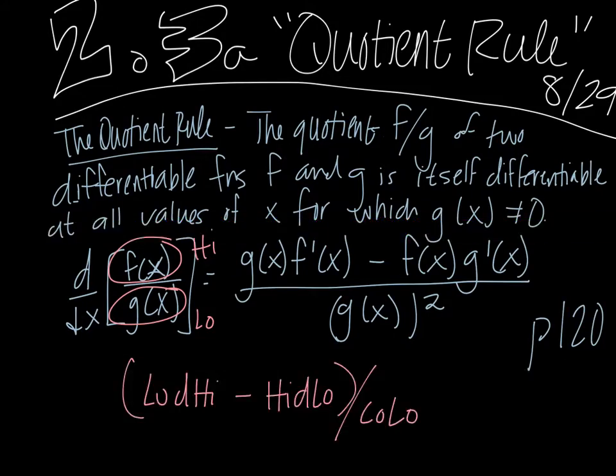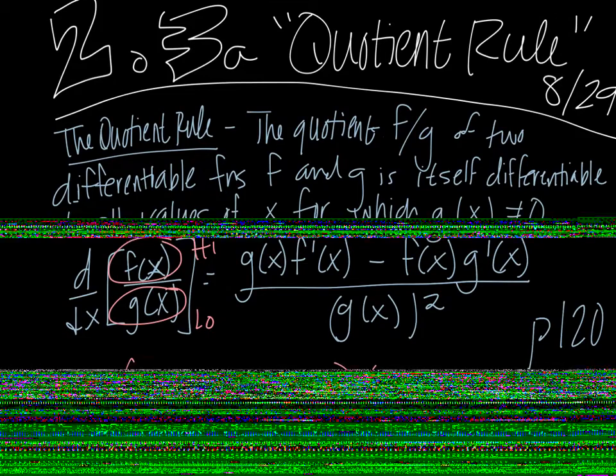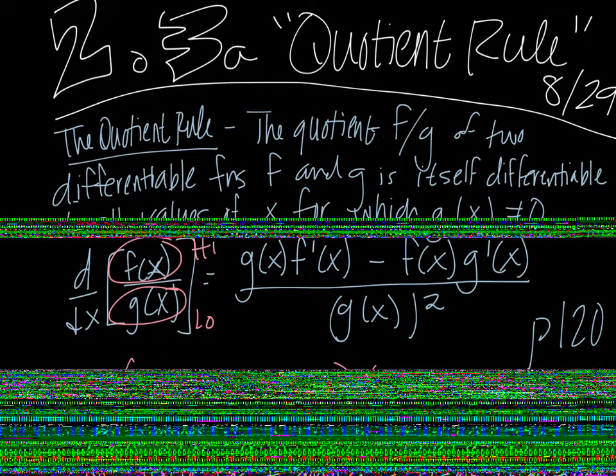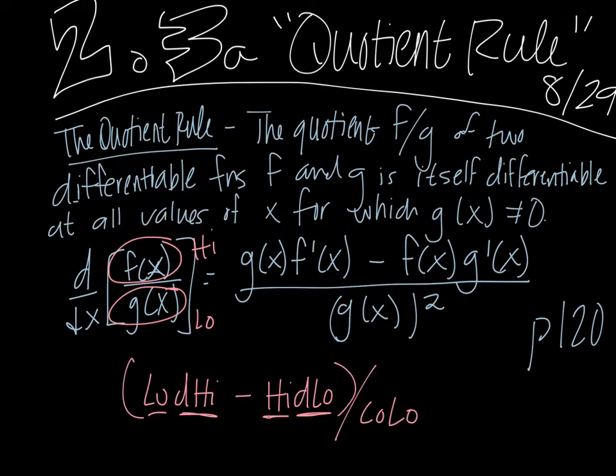And of course that means low, like the function that's on the bottom, times the derivative of the high function minus the high function times the derivative of the low function, all divided by the lower function multiplied by itself twice. Low d high minus high d low over low low. That might not help you at all. If that's not the case, just pretend I didn't say that.